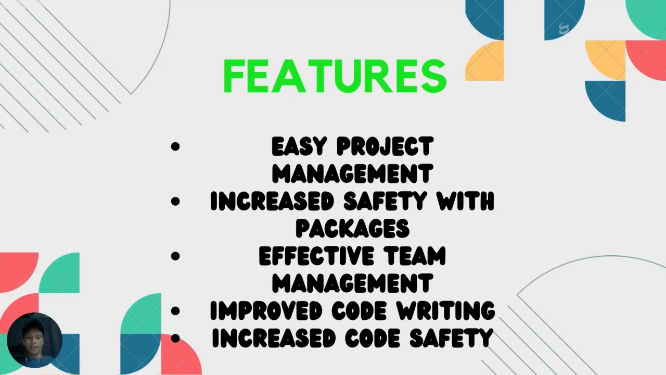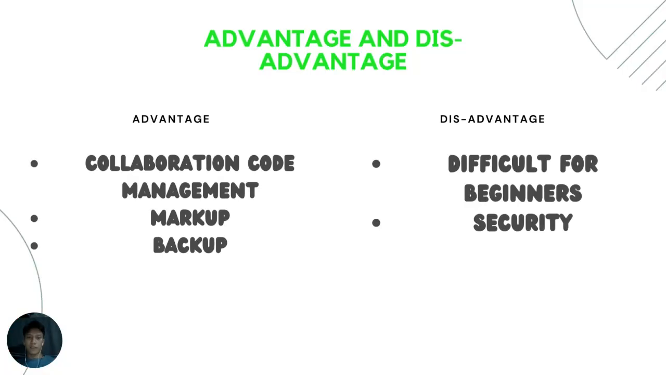The last is increased code safety. GitHub uses dedicated tools to identify and analyze vulnerabilities in the code that other tools tend to miss. Development teams everywhere work together to secure the software supply chain from start to finish. And here are the advantages and disadvantages of GitHub.